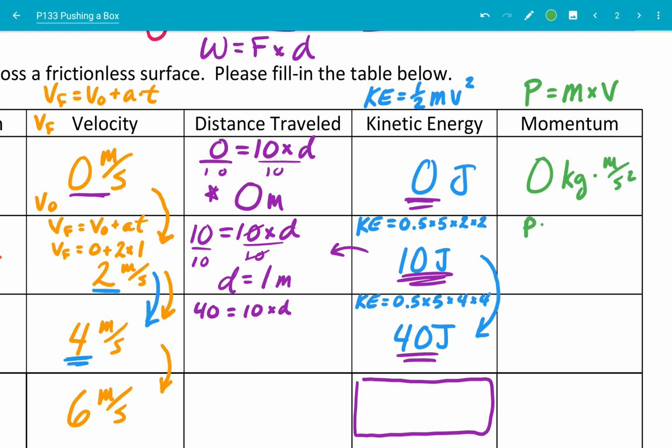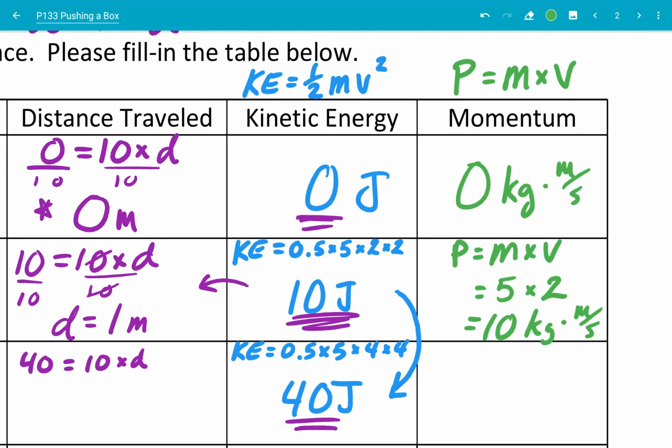And so again, it's P equals m times v. To find our momentum, that's the mass, 5 kilograms, times its velocity, which is still 2 for this one after 1 second. So 2 times 5 is 10 kilograms times meters per second. Oops, I say meters per second squared over here. I didn't mean to do that. It's just meters per second.